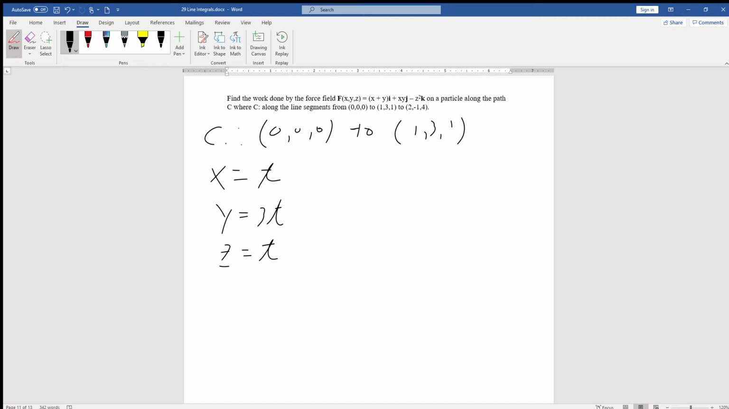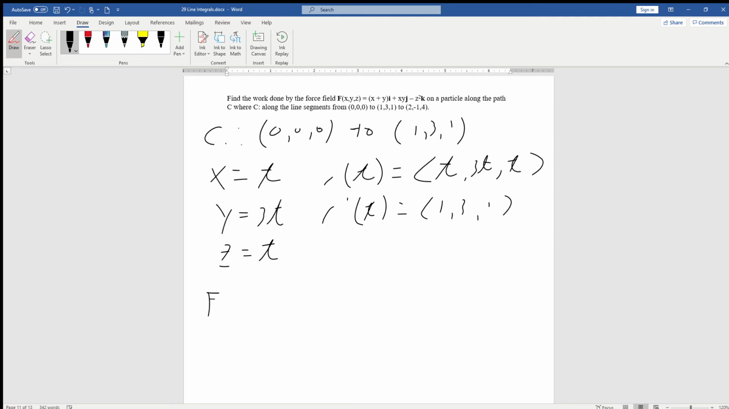So our parameterized function, let's call that r of t, is going to be equal to (t, 3t, t). The derivative, nice and easy, r prime of t, is going to be equal to (1, 3, 1). And then finally, we need to evaluate f at r of t. Essentially, we're finding f at (t, 3t, t), since those are the values that we just got for x, y, and z.